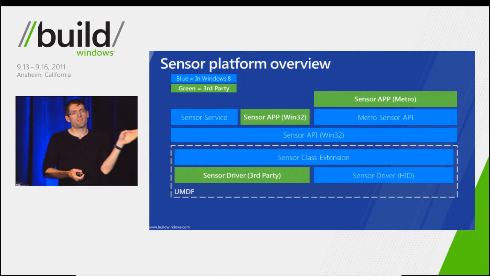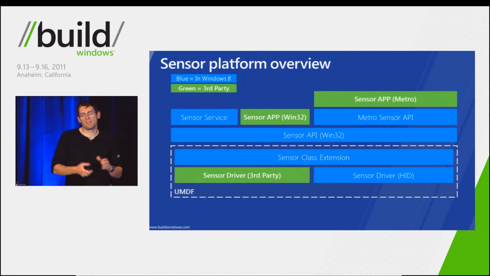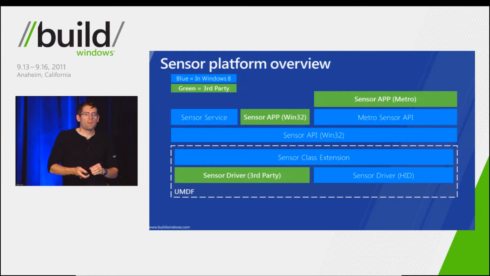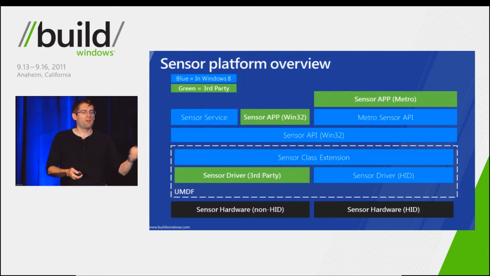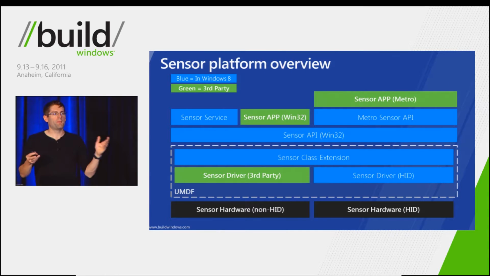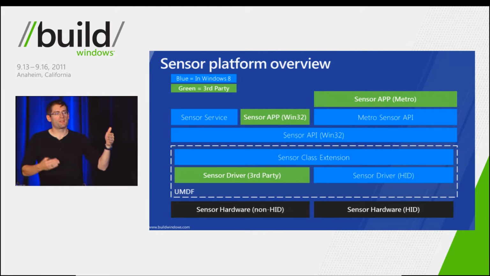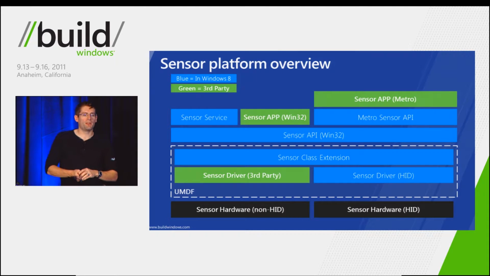On the left, we have a third-party sensor driver. And this could be a sensor fusion driver or a light sensor driver. One of those situations where we need to write our own driver for whatever reason. On the right-hand side, we have the in-box HID sensor class driver. Both of these drivers integrate with the sensor class extension, and both of these drivers are loaded based on the enumeration of particular hardware. So this gives you a quick view of the overall stack and all of the moving parts and components that are at play when sensors are running on Windows 8.